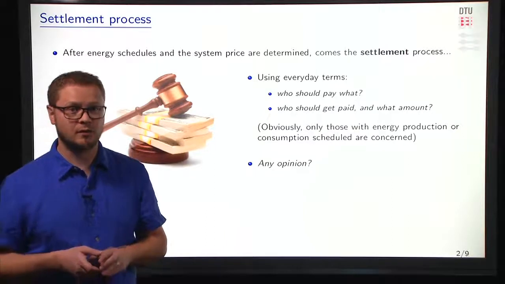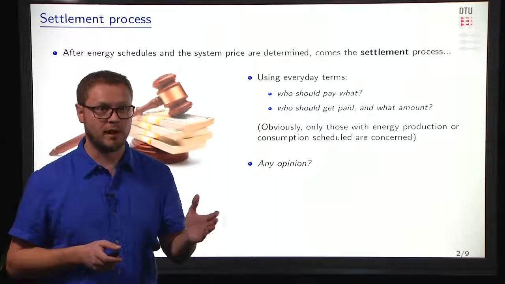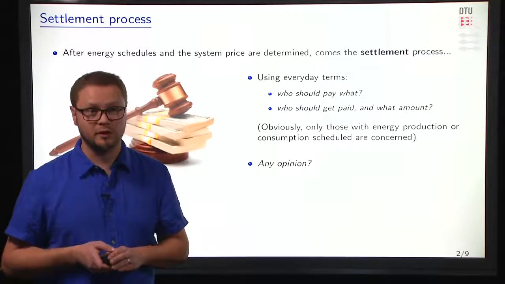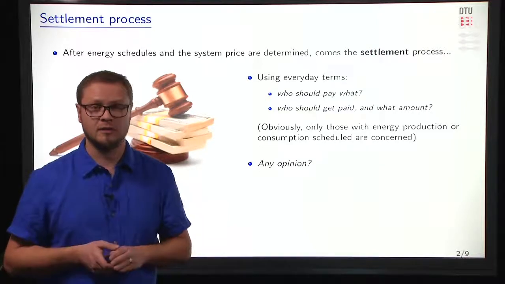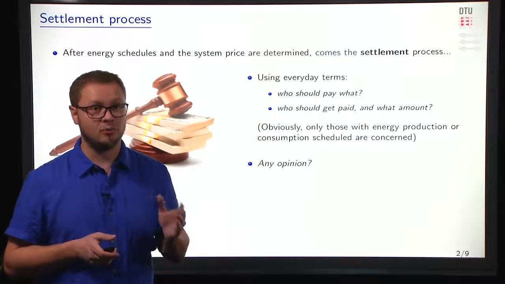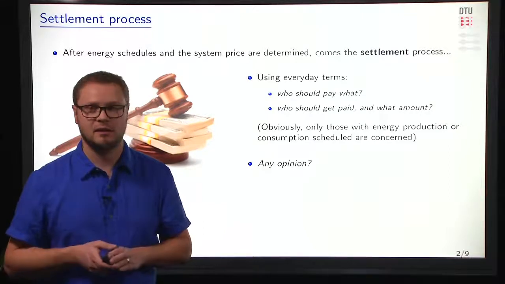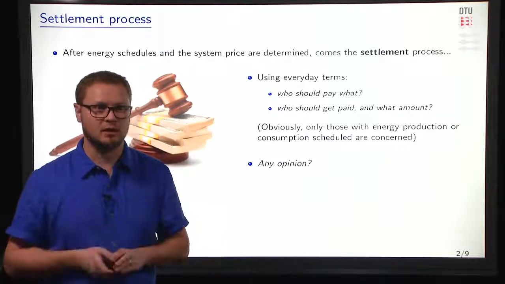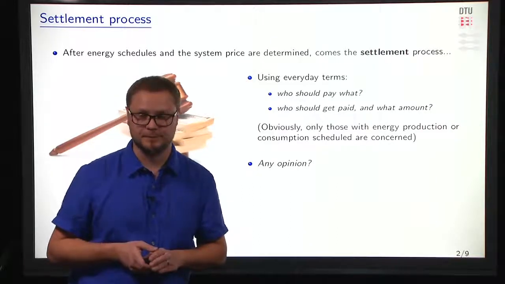Remember that so far we've defined the auction mechanism to match supply and demand. We've written this problem as an optimization problem, and out of this optimization problem as outcomes we got energy schedules for the supply and demand side and a price, a market clearing price or system price, that came out of this matching of supply and demand. Now comes the settlement process.